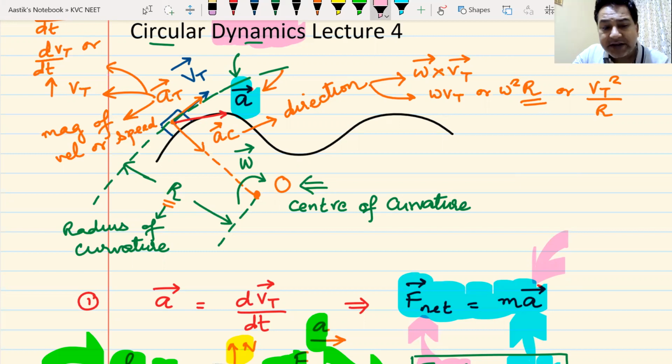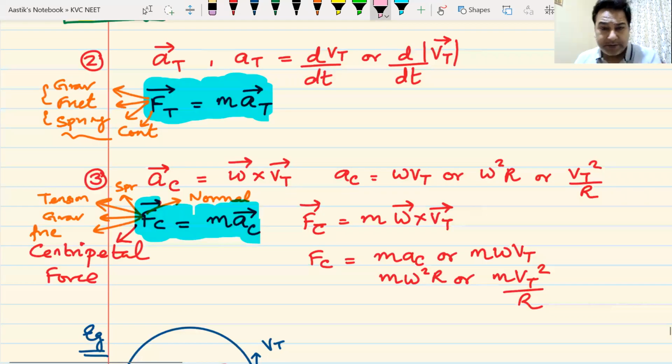We are only going to apply Newton's second law in this case also, but here we might be applying this equation in two directions. One direction is your tangential direction. So we will find out the net force in the tangential direction and equate it to m into at, where at happens to be your tangential acceleration.